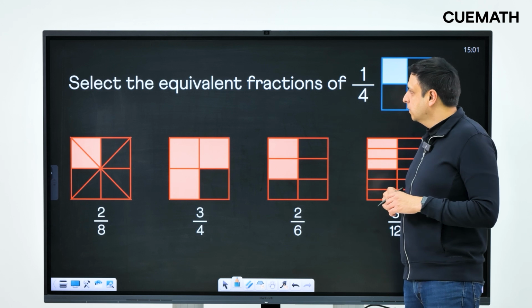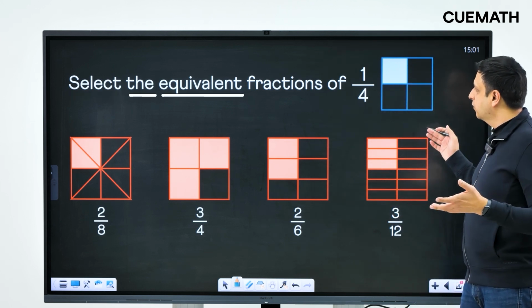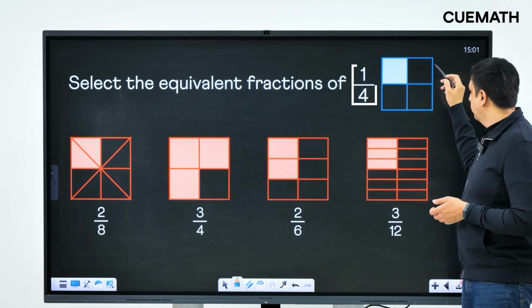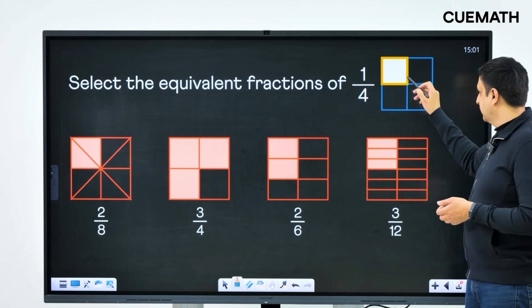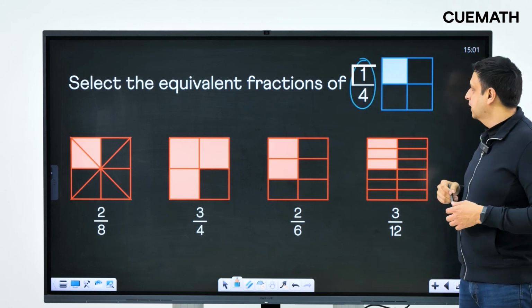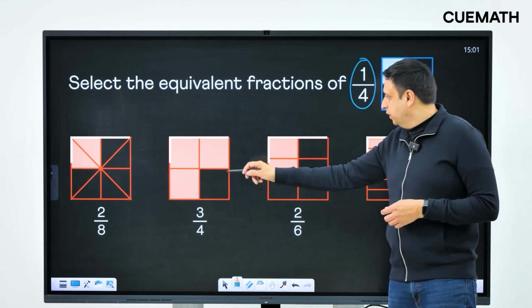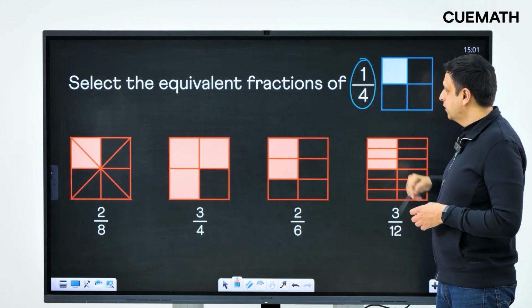Okay, so in this question, we have to select the equivalent fractions of 1 over 4. So see this picture here, the whole has been divided into 4 equal parts. One of them is shaded, so this is the fraction 1 over 4. Now, which of the fractions here is equivalent to 1 over 4?